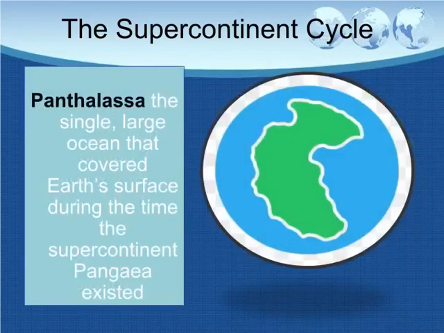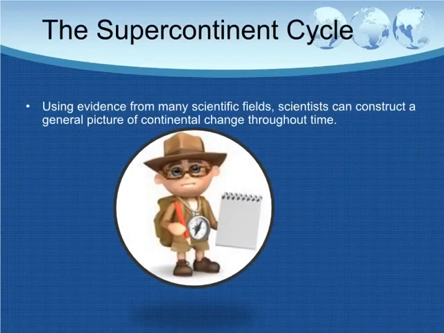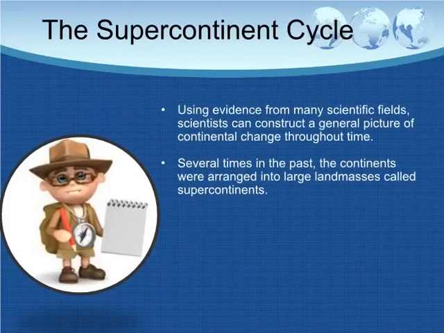Panthalassa: the single, large ocean that covered Earth's surface during the time the supercontinent Pangaea existed. Using evidence from many scientific fields, scientists can construct a general picture of continental change throughout time. Several times in the past, the continents were arranged into large landmasses called supercontinents.